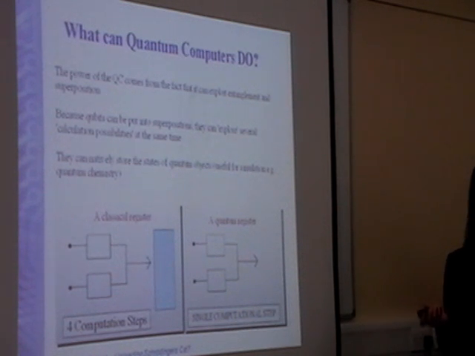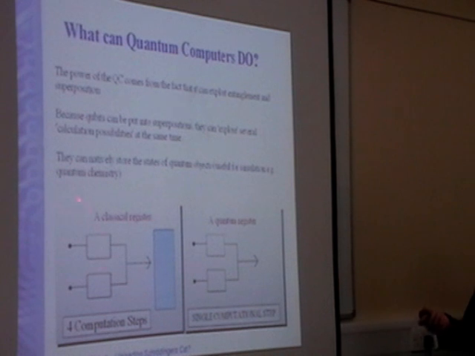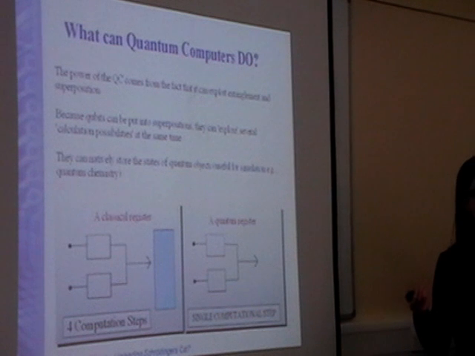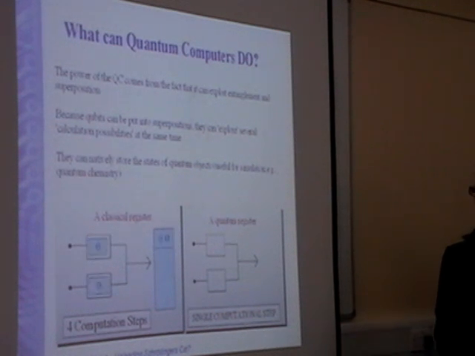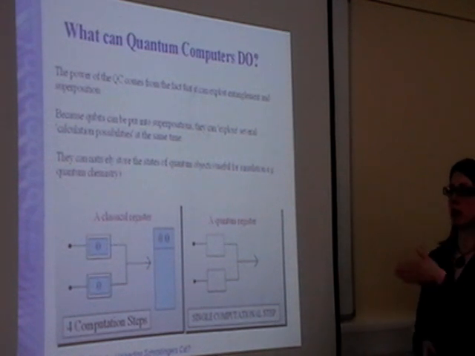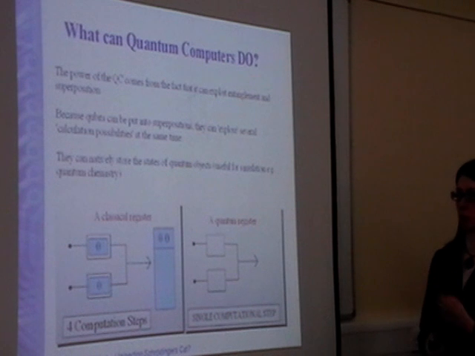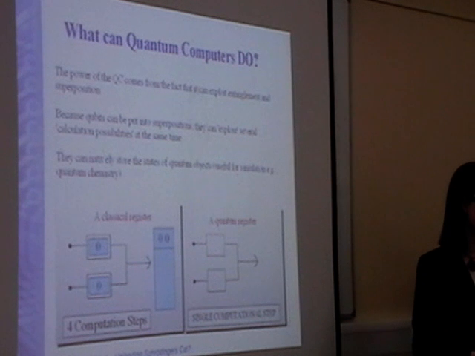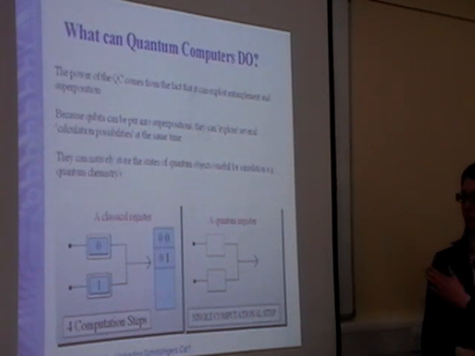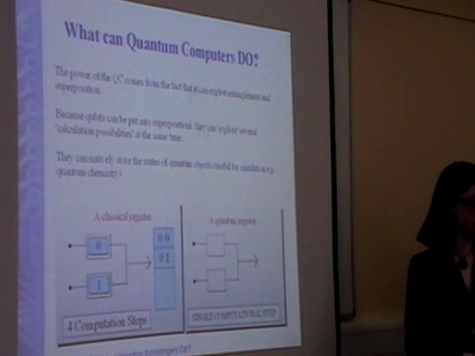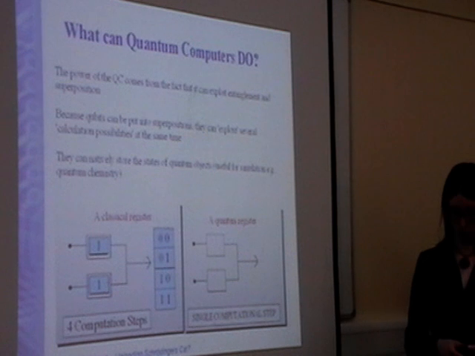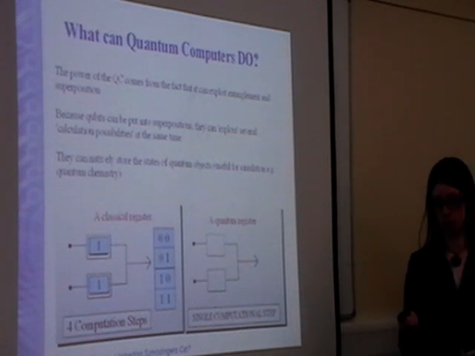To illustrate this, I've got a little cartoon here, which shows a classical register, you might imagine being part of a classical digital computer. If you wanted to calculate all the possibilities you can have using 2 bits, in the first state here we have the zeros, and then in the second computational step you can calculate a 0 and a 1, and then a 1 and a 0, and then a 1 and a 1, and that then fills up your register. However, it does take 4 computational steps to do that.